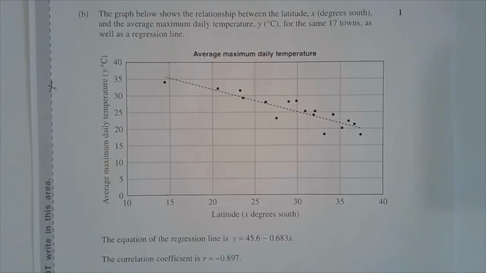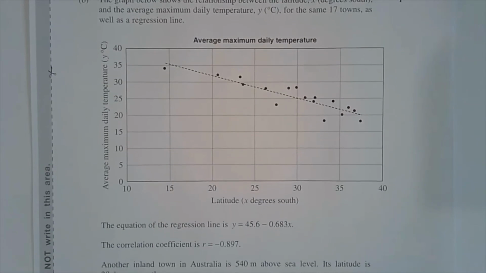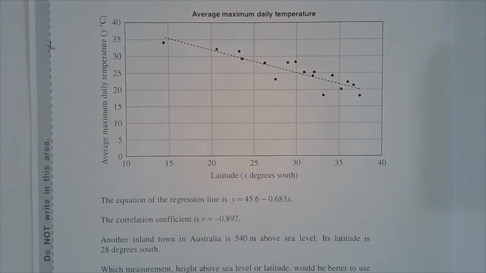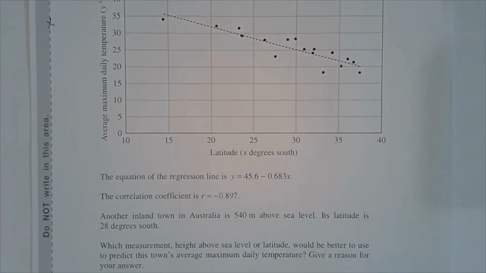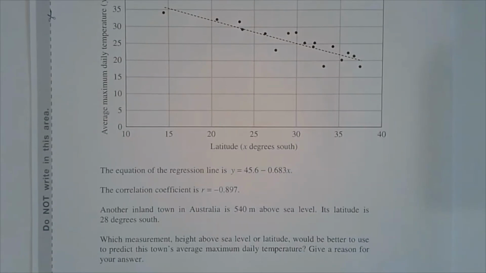Part B. The graph below shows the relationship between the latitude, x, degrees south, and the average maximum daily temperature, y degrees Celsius, for the same 17 towns, as well as a regression line. The equation of the regression line is y equals 45.6 minus 0.683x. The correlation coefficient is r equals negative 0.897. Another inland town in Australia is 540 meters above sea level. Its latitude is 28 degrees south. Which measurement, height above sea level or latitude, would be better to use to predict this town's average maximum daily temperature? Give a reason for your answer.